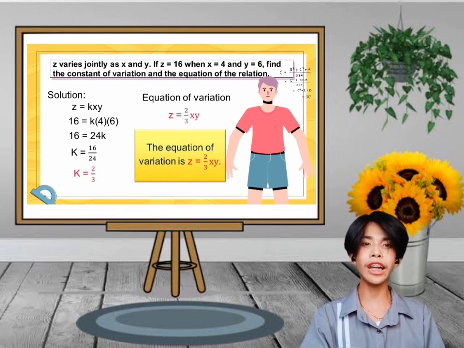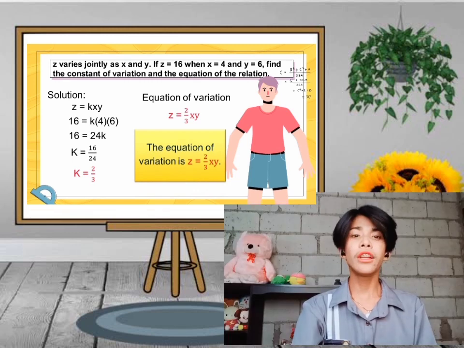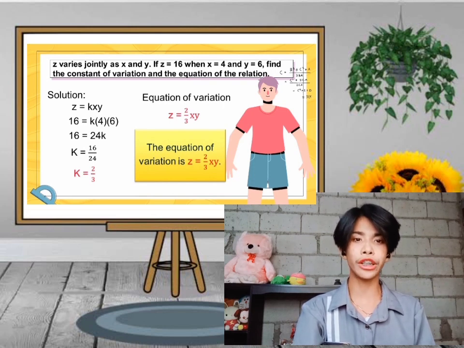So, makukuha na natin yung equation of variation by substituting the value of K in the equation, that is Z equal 2 over 3 XY. So, the equation of variation is Z equal 2/3 XY.